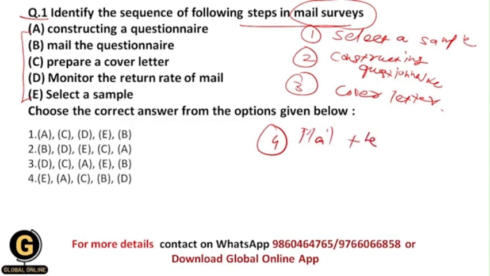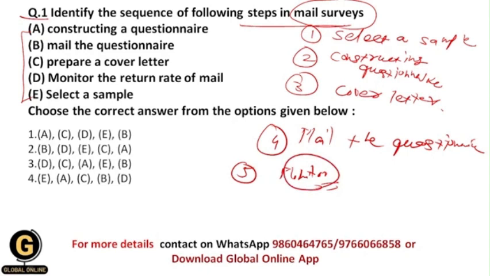Okay, then after that your fourth step should be mail the questionnaire. Okay, mail the questionnaire to the participants, and your last step should be monitor the return rate of the mail. So it means that you are going to follow up your response rate from the participants and the non-participants as well. So basically you are going to provide more consent, or you are going to provide more information to the non-participants so that they will participate in the survey and they will provide you the responses.